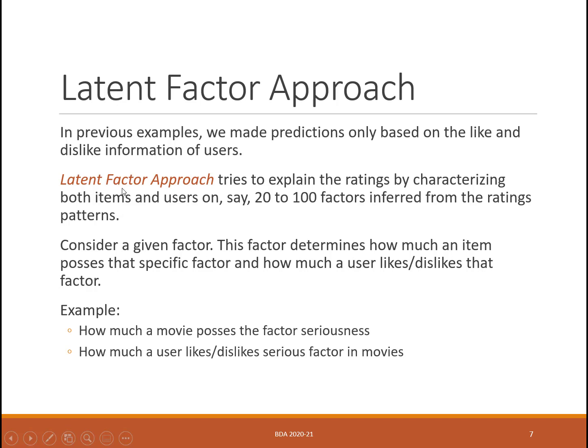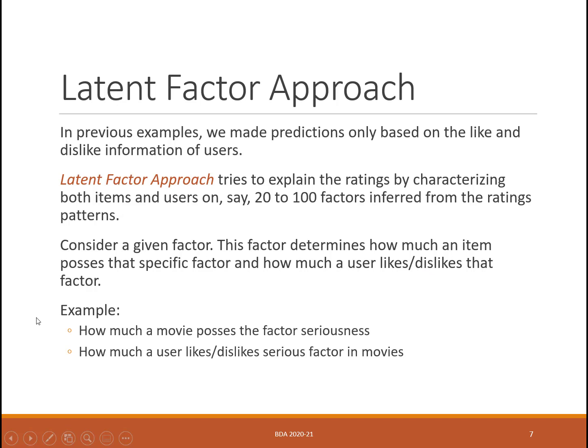In this approach, we have a set of factors ranging between 10 and 100. For any specific factor in the set, the factor determines how much an item possesses that specific factor and how much a user likes or dislikes that factor.